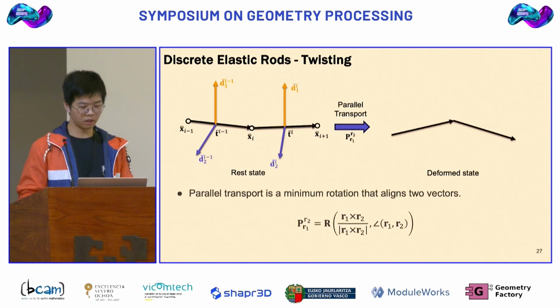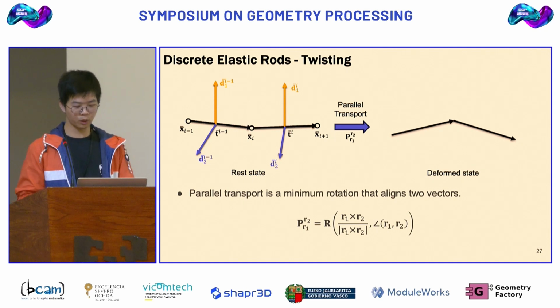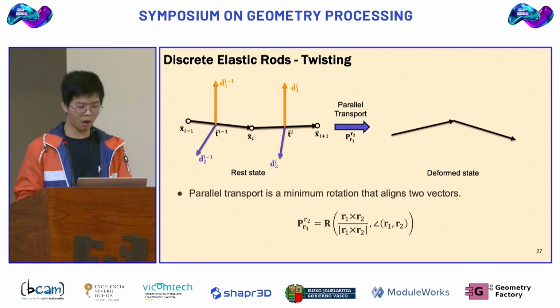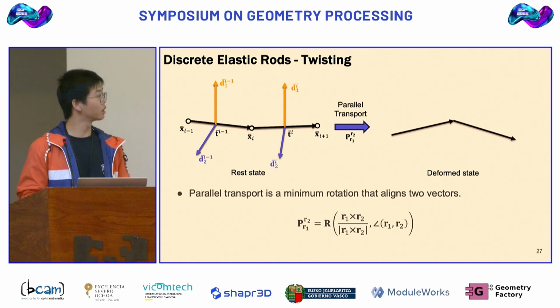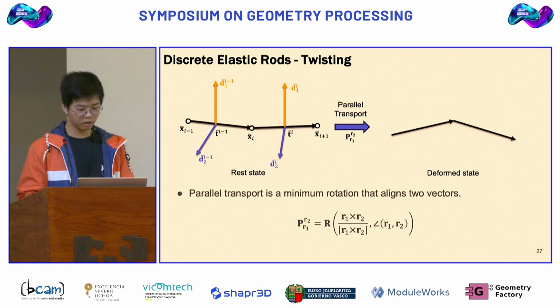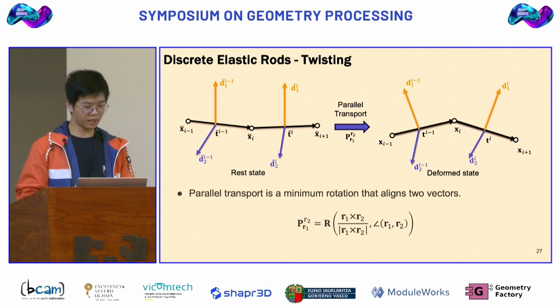And twisting is a little bit more complex. In the discrete setting, we need to compute the twist difference between two sequential edges, that is, the twist angle difference. To do this, we start from the parallel transport. And this parallel transport is basically a rotation that gives the minimum rotation between two given vectors. And here, I will show how we use the parallel transport to rotate the edge from the rest state to the deformed state based on the two given input vectors.